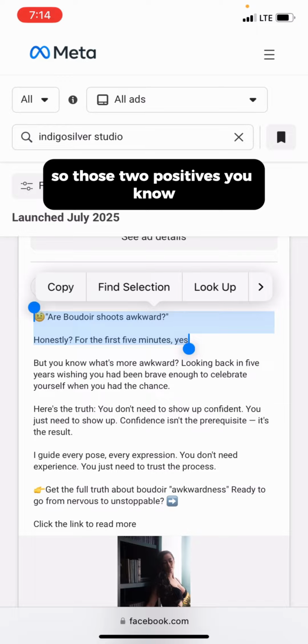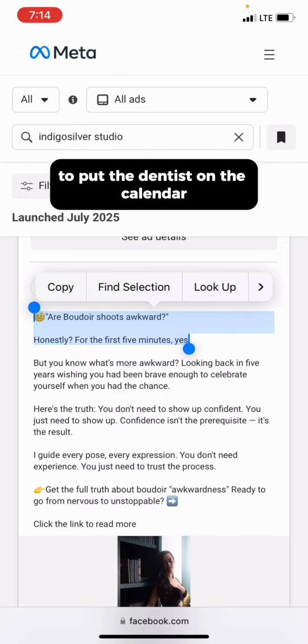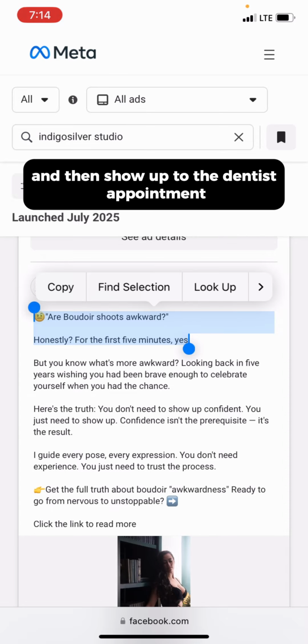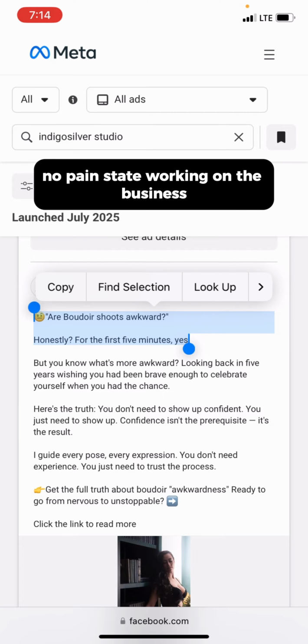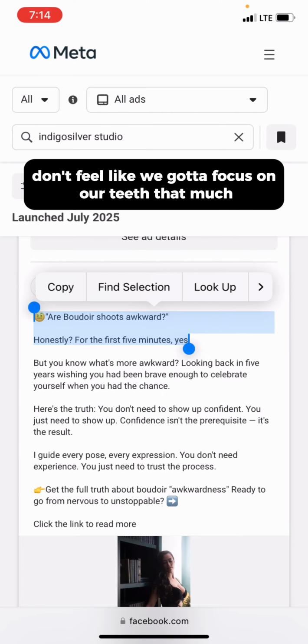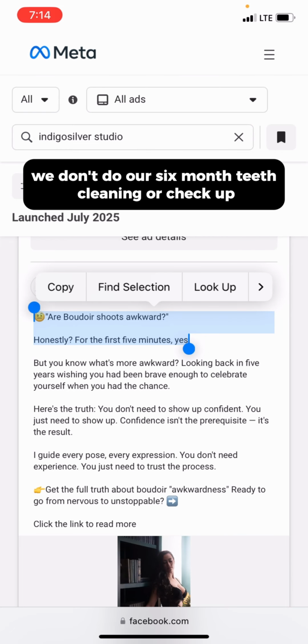So those two positives, they're just not enough. It's just not enough positive there for us to take an action to put the dentist on the calendar and then show up to the dentist appointment. We're in our normal, no pain state, working on the business. Don't feel like we've got to focus on our teeth that much, so we're chilling. And so we don't do our 6-month teeth cleaning or checkup.